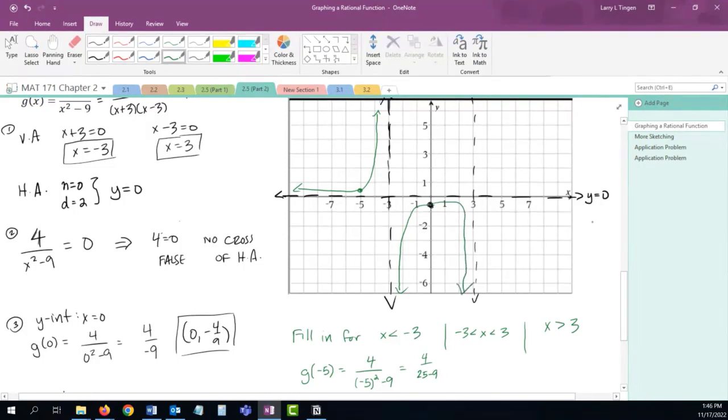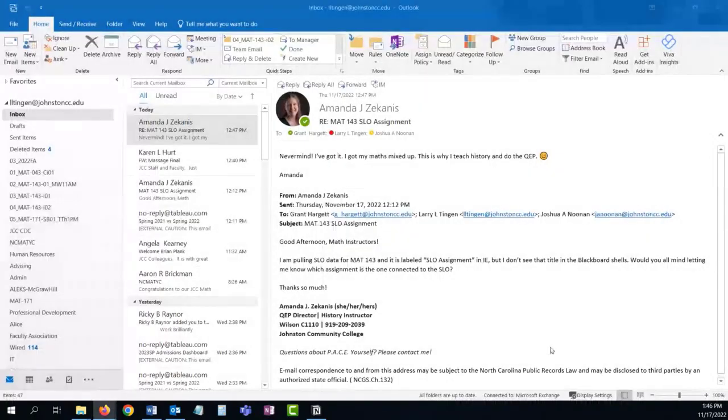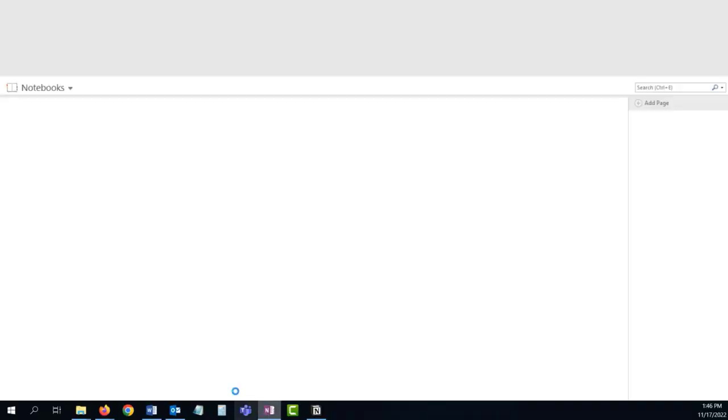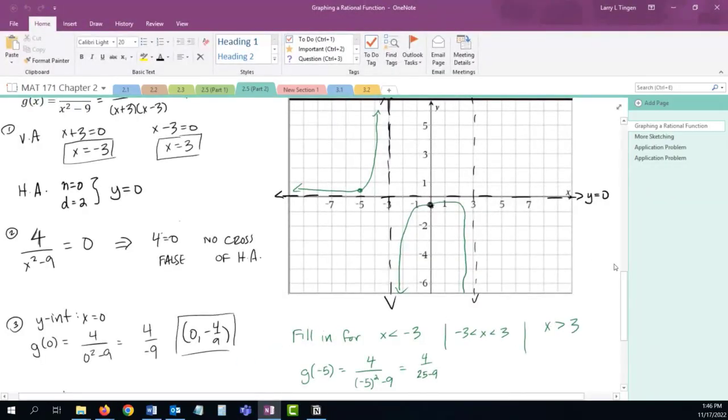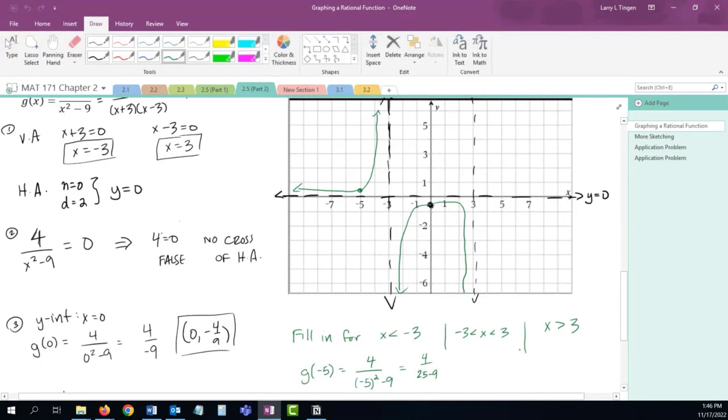So there's that sketch. So I've got both of those regions covered. How about when x is greater than 3? Well, let's try it. So when x is greater than 3, I'm going to do the same thing I did before and close the window for some reason. What in the world? Okay. When x is greater than 3, let's come out here to 5 and see what happens.